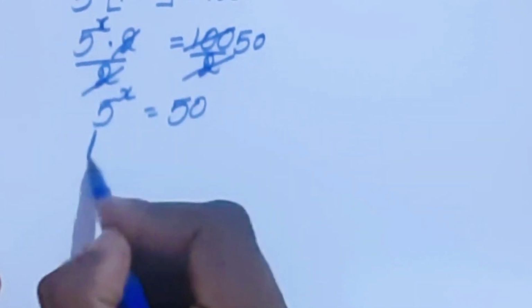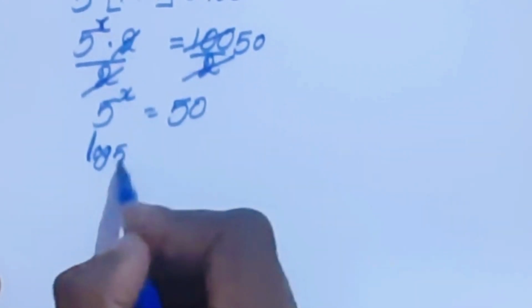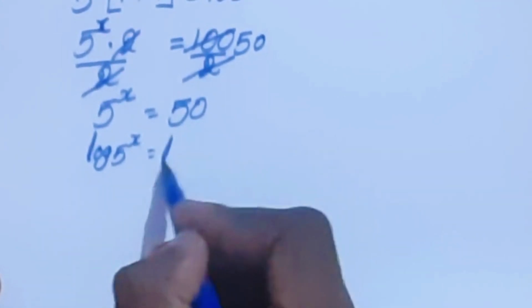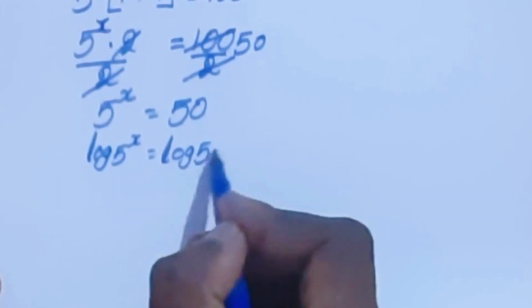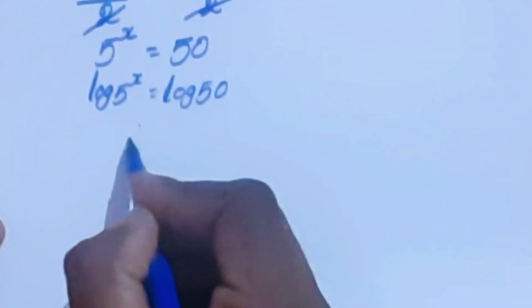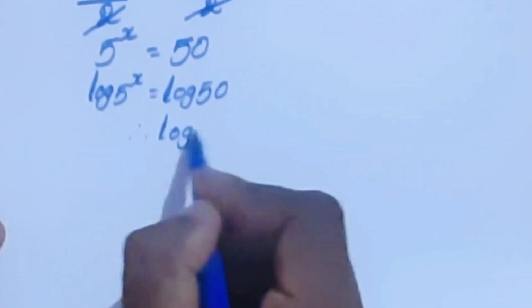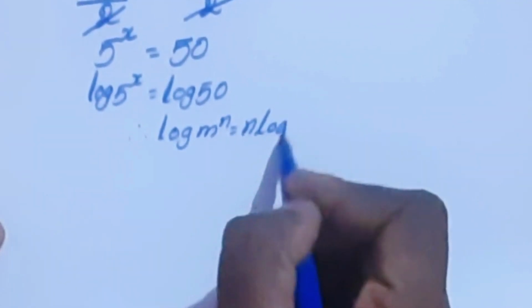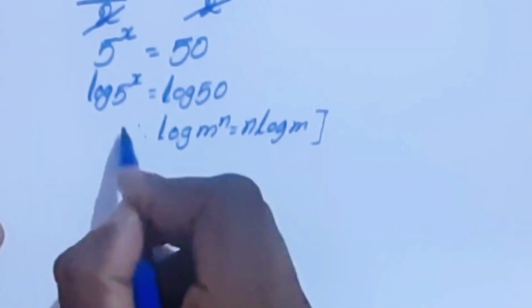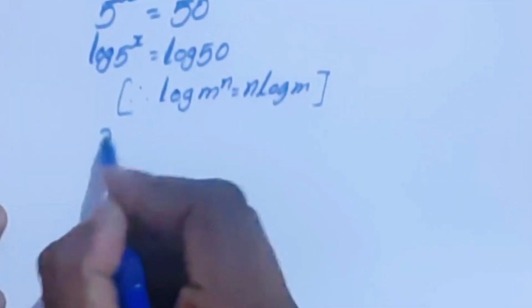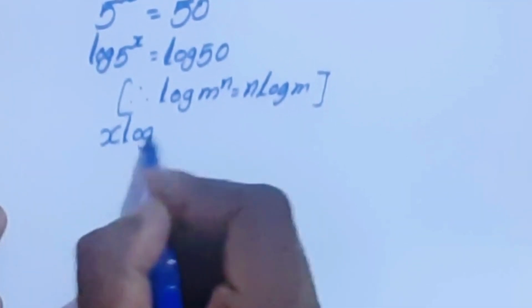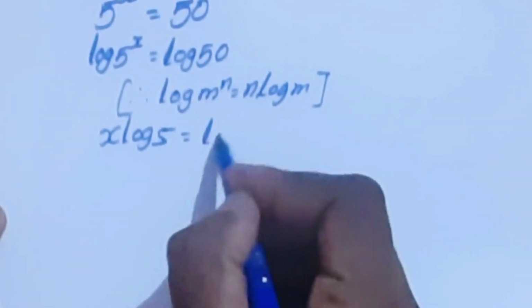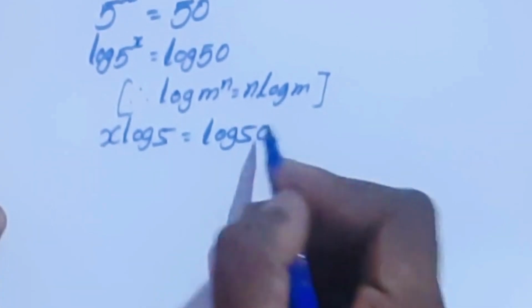Here we are going to take a log on both sides. Log 5 power x equal to log 50. Now we are going to apply the log power formula, that log m power n equal to n log m. This log power formula we are going to apply here. So we'll get x log 5 equal to log 50.